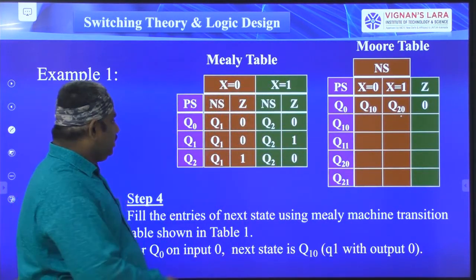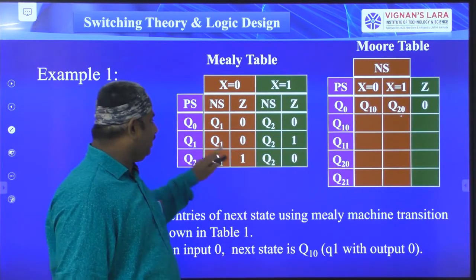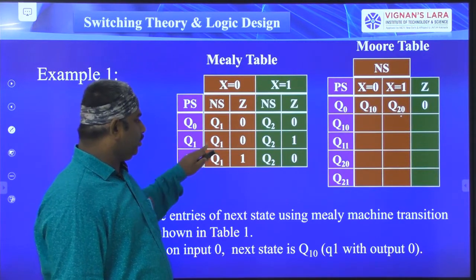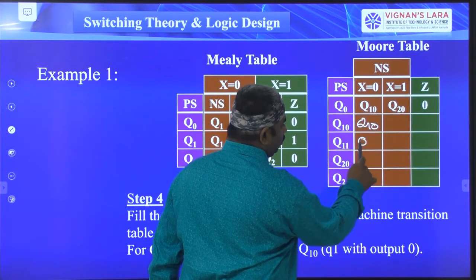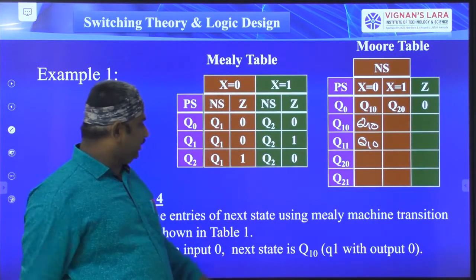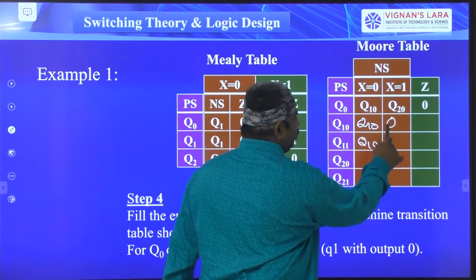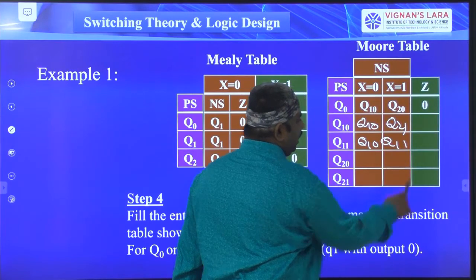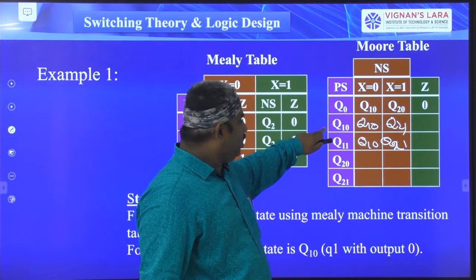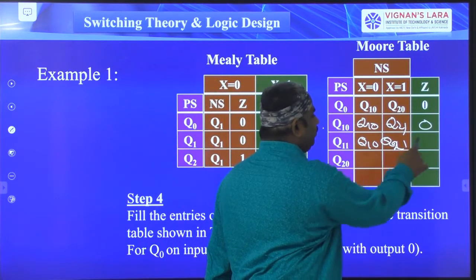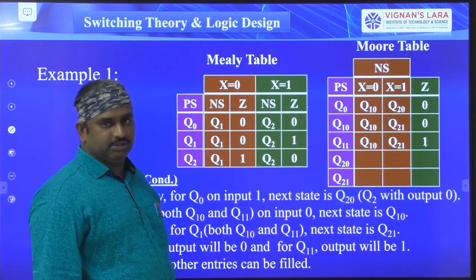Right. Next, coming to Q1 0. Whatever it may be, Q1 0 or Q1 1, the next state is Q1 with output 0. Now you have to write Q1 0 here, for both of these Q1 states. And the next state is Q2 with output 1, so write Q2 1 and Q2 1. I said that already: Q1 0 with output 0, Q1 1 with output 1. That is our next step.